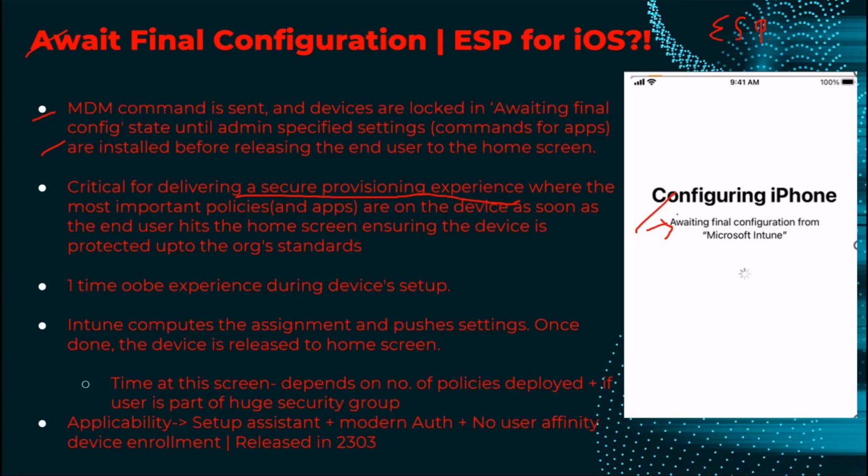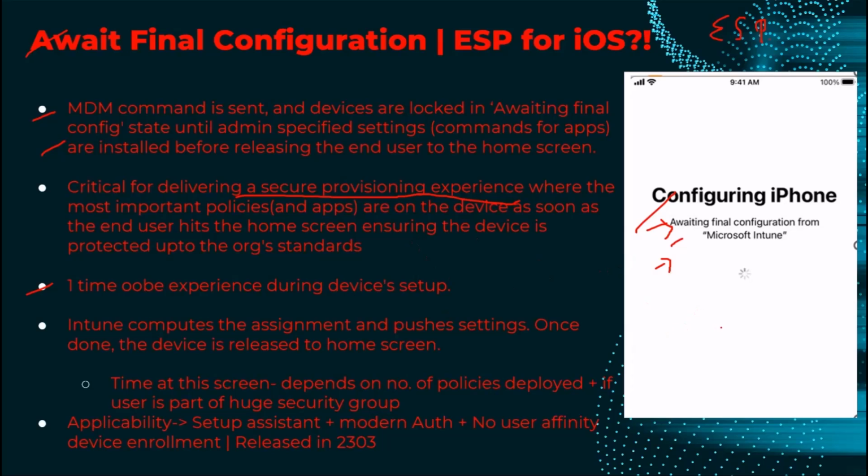Therefore, await final configuration is going to hold the device in that state until the relevant policies come down, so that when the device is at the desktop screen, it is org ready and has all the security and important policies applied to it. This is a one-time OOB experience during the device's setup. So this await final configuration is only going to come just like ESP when you're provisioning the device for the very first time. Once you're at the home screen, then this is never going to come again.